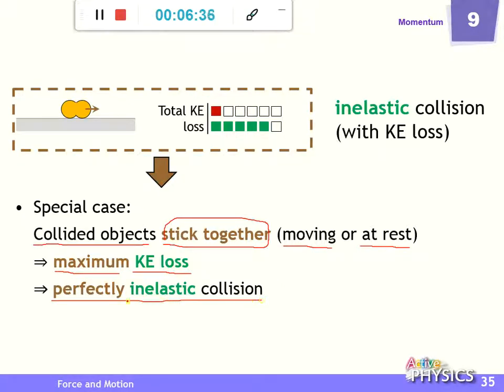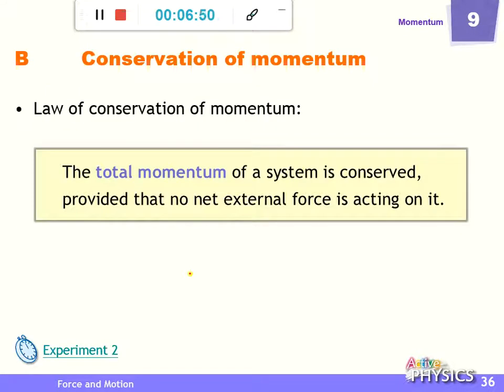So next time, just remember that in an inelastic collision, it means that some energy will be lost. But if we say a perfectly inelastic collision, it means that all KE will be lost. This one is part A.